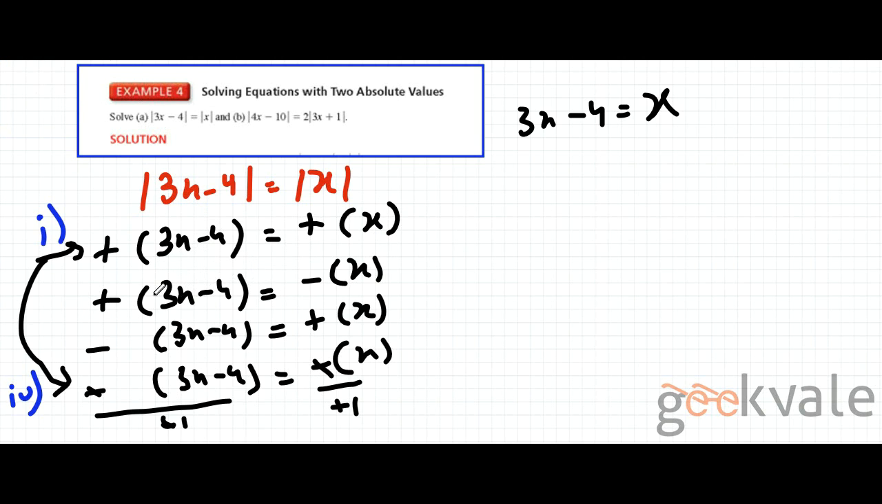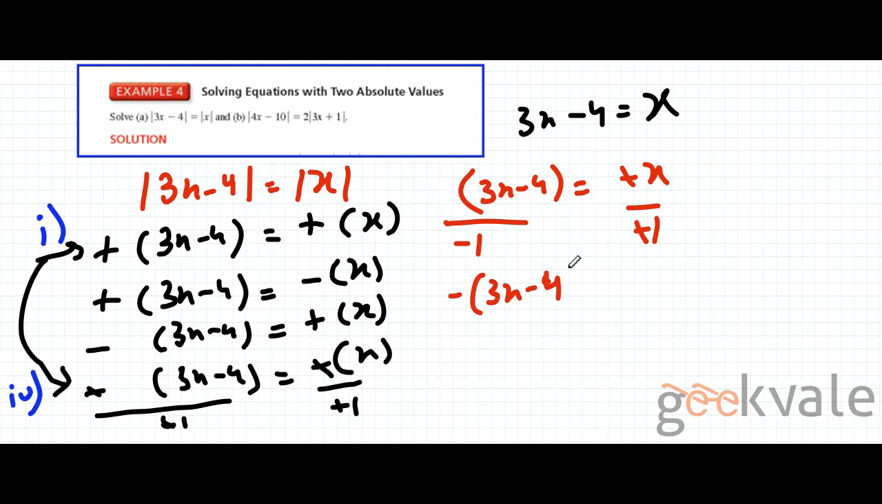Now let's look at the second one: 3x take away 4 equals minus x. If I follow the same technique, dividing both sides by -1, the negatives cancel out, and the minus shifts to the left side, resulting in negative of 3x take away 4 equals plus x. This is similar to the third one, so the second and third are also similar.